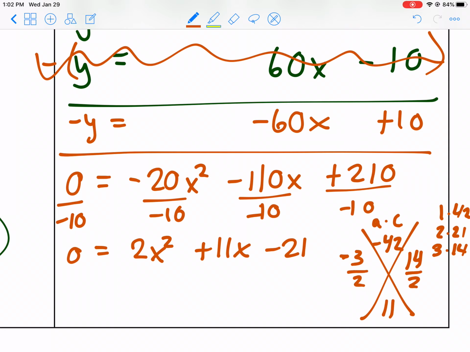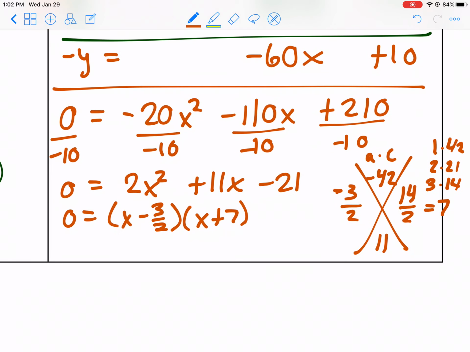Divide by a, we get 7. So our factors look like x minus 3 halves and x plus 7. That means our solutions are 3 halves and negative 7.